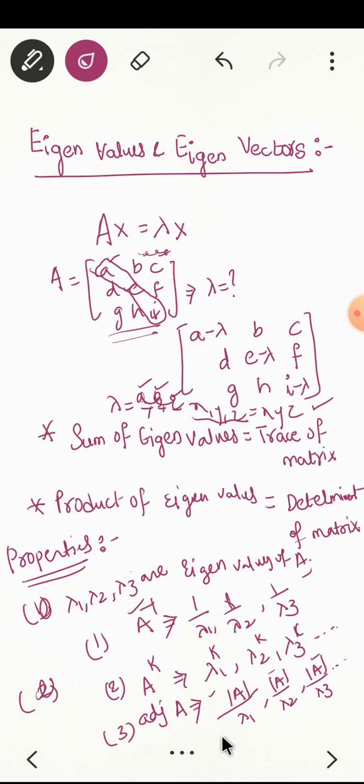And one more thing you have to remember is that the eigenvalues of A transpose are the same as those of A. Whatever eigenvalues of A you are getting, those are the eigenvalues of A transpose as well. Okay, hope you got all these points. In the next lecture we will be solving problems on eigenvalues and eigenvectors.